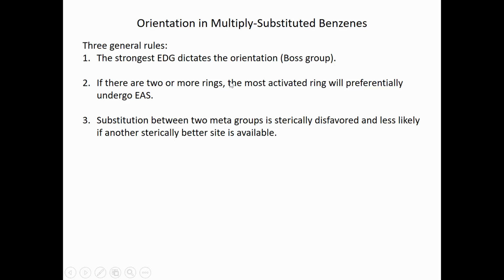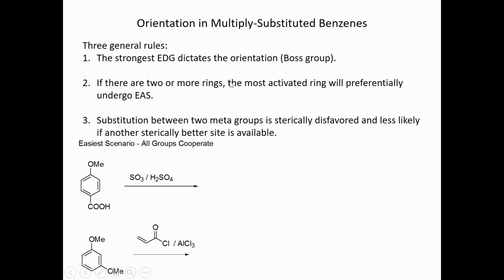And then finally, we're going to say substitution between two meta groups is sterically disfavored. So if you've got another site available that is sterically a little better, you'll probably see substitution there. But if this is the only place you can substitute, it would happen at that place. Okay, so let's look at some scenarios.